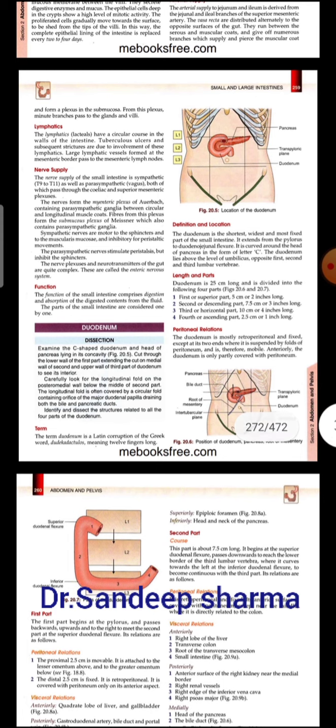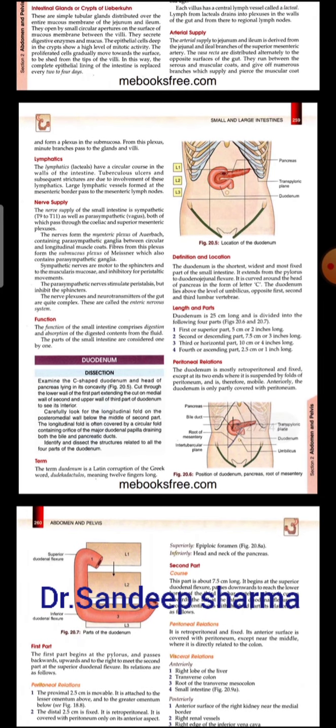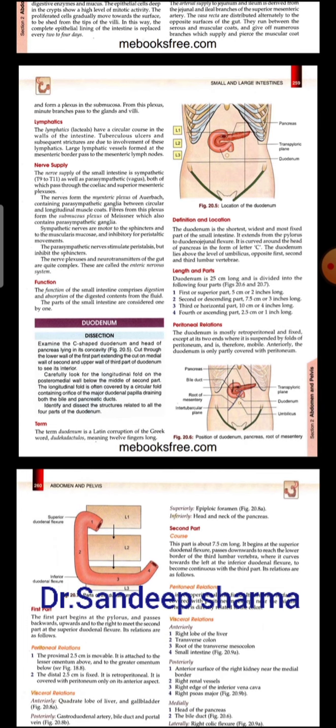So what is the function of small intestine? The function of the small intestine comprises digestion and absorption of the digested contents from the fluid. So what are the parts of the small intestine? Now we will discuss one by one. Whatever we have discussed up to now was the common anatomy and features of the small intestine. Now we will go to the small intestine part by part.